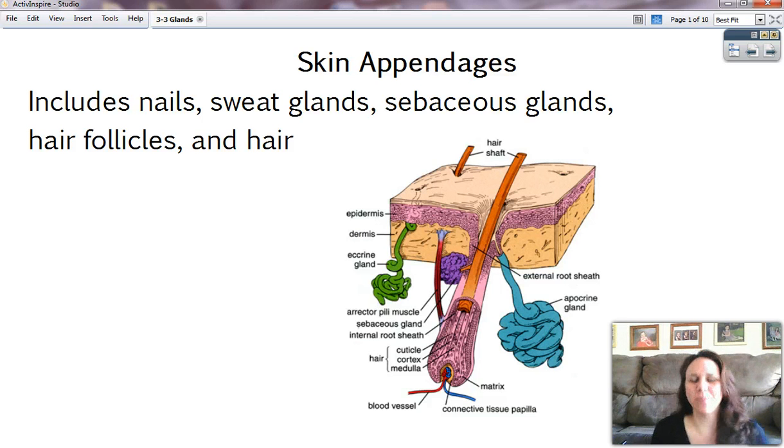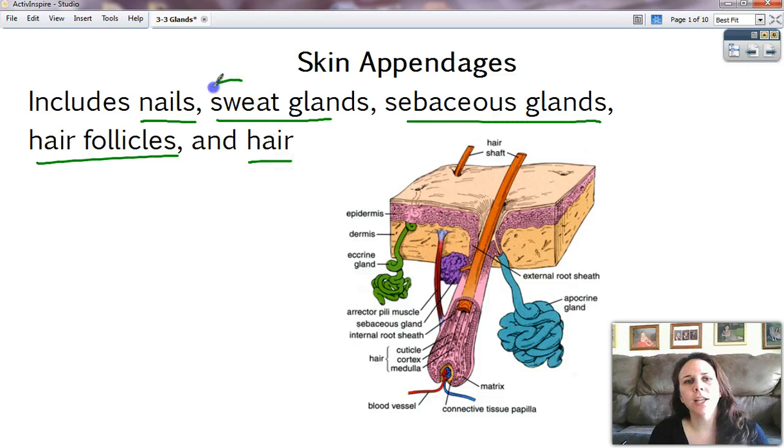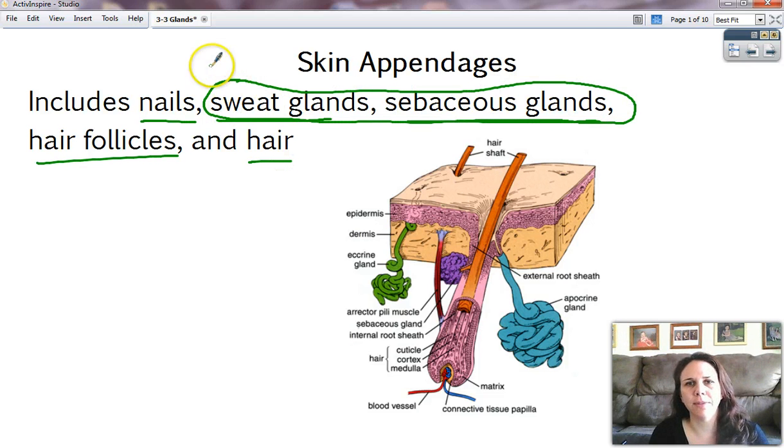Alright, today we're going to work on skin appendages, things that we find in the skin. It includes all sorts of things like nails, sweat glands, sebaceous glands, hair follicles, and hair. Today we're only going to focus on the 2 different types of glands.